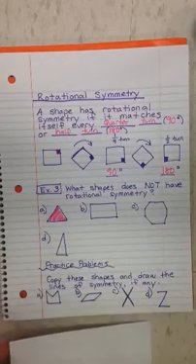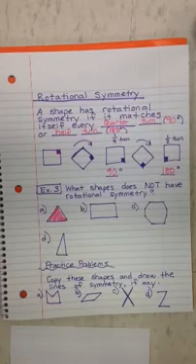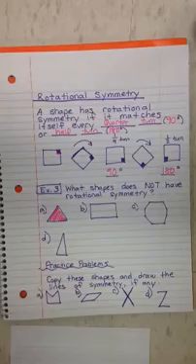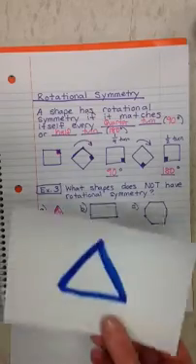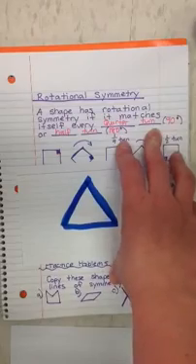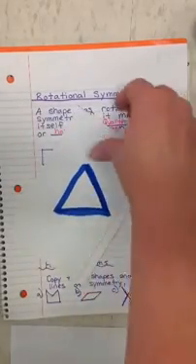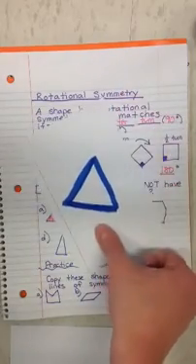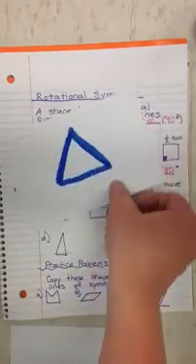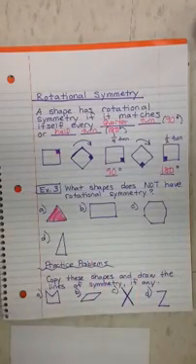Now shape B. Wait a second. My math book is telling me something different. It's telling me that my shape can have rotational symmetry if it will match itself every third of a turn too. A third, a third, a third. Okay, in that case, this one does.